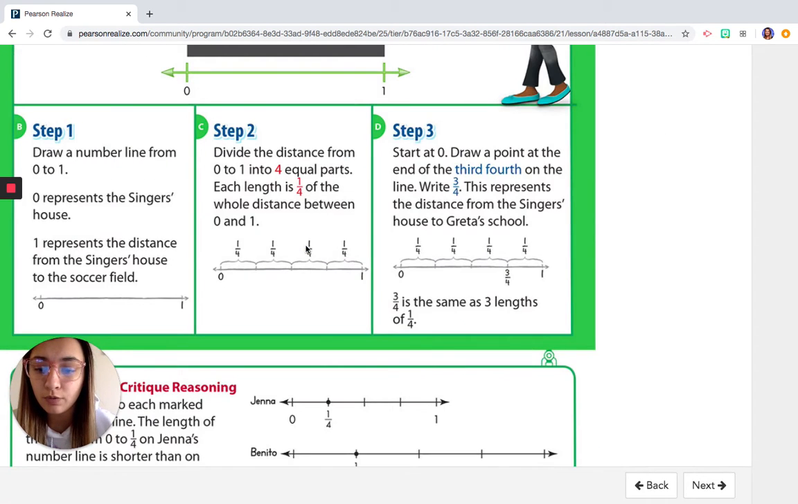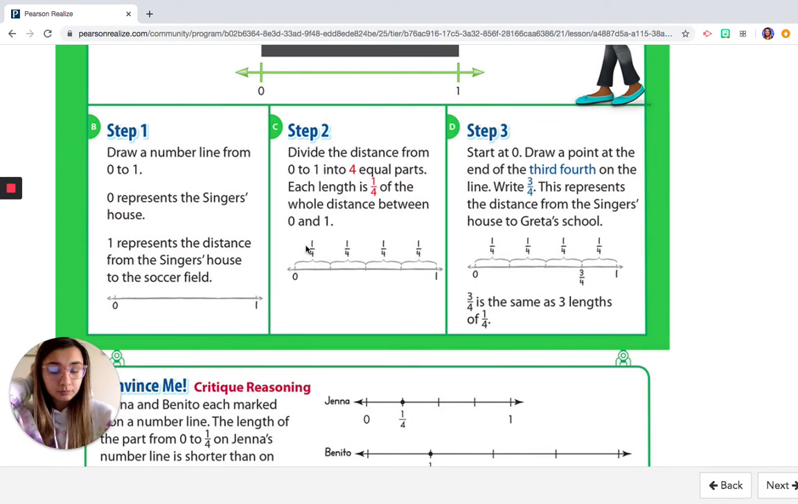I just wanted to go over that so that if you needed to back up or pause on this while doing your quick check, you can. So let's go to the next page where we're going to do some examples on our own.